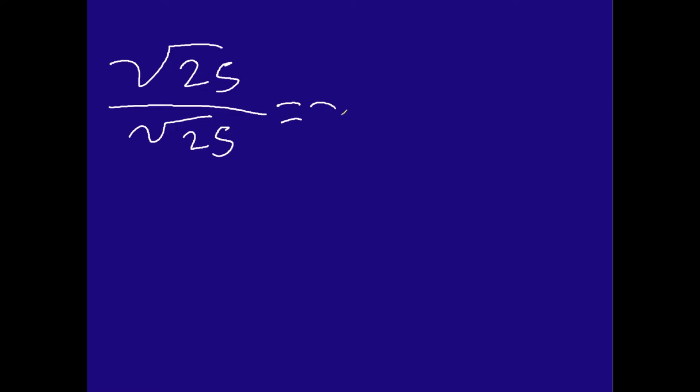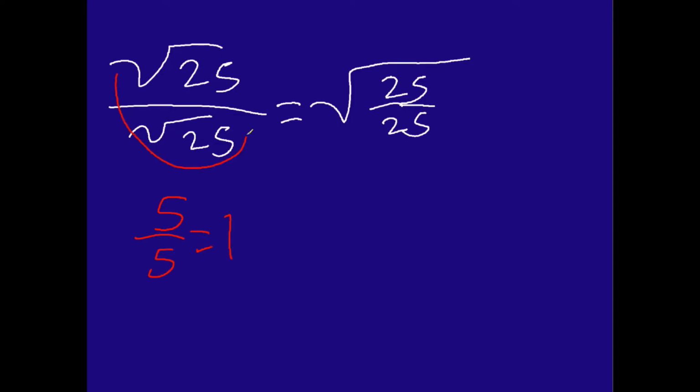If I have, let's say, the square root of 25 over the square root of 25, this can also be written as the following. You could put everything inside a radical like this, 25 over 25. Now, if you don't believe me, you can test this for yourself. The square root of 25 right here is going to be 5 over 5, which is going to equal 1.